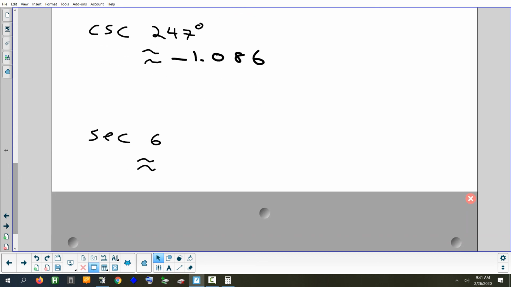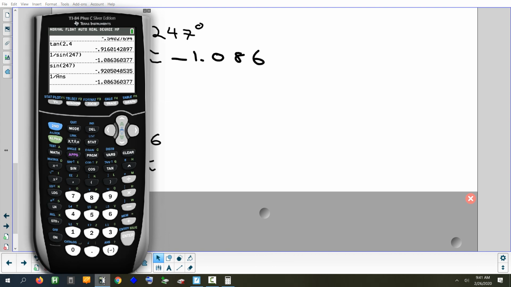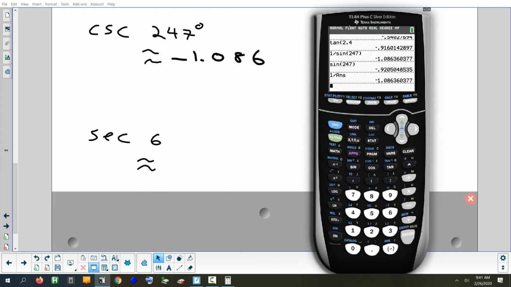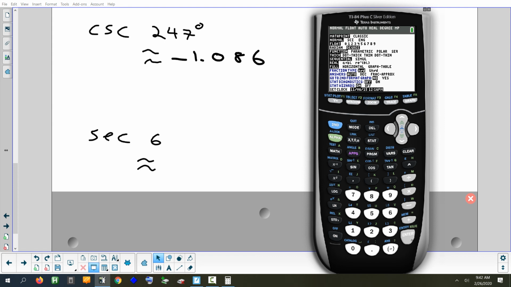Okay, let's try this one. How would I type in the one that's on the board right now? Yep. 1 divided by cosine of 6. And make sure that it's in radians. I'm not. I'm in degrees. Go to radians. And we get 1.041.